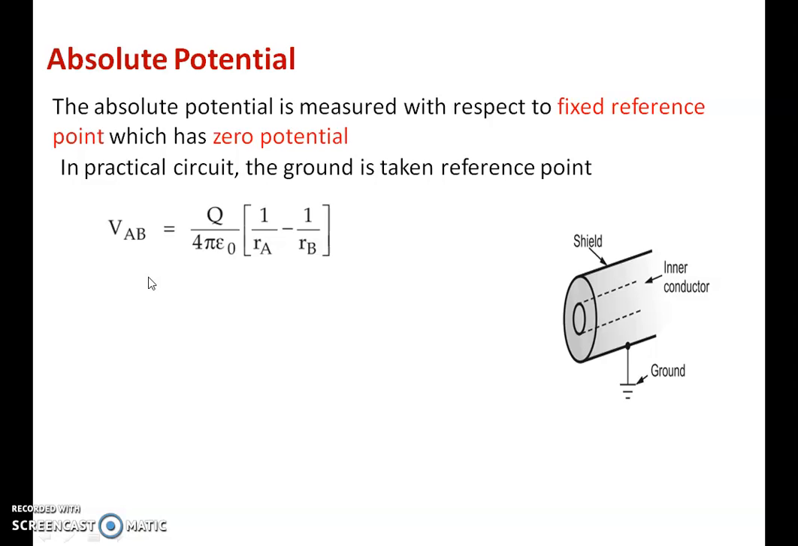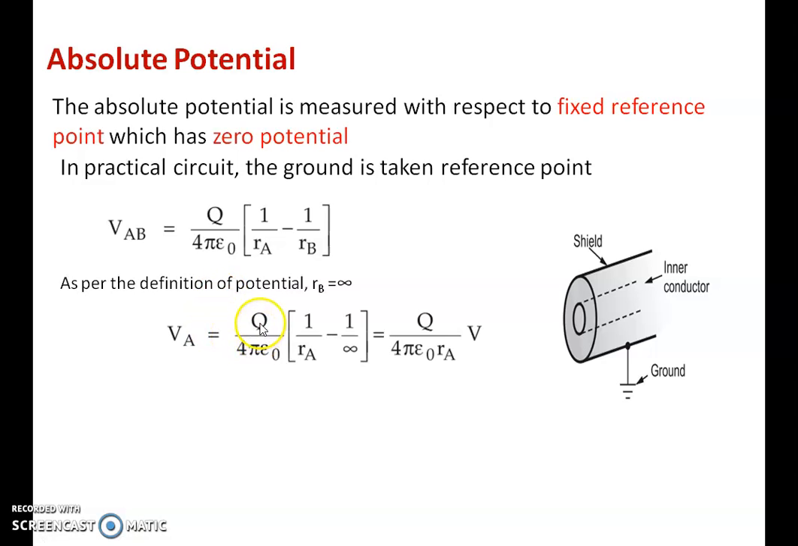So in the place of RB, I'll substitute RB equal to infinity, then the expression will be VA is equal to Q by 4 pi epsilon naught into 1 by RA minus 1 by infinity. To find potential, I have to move a charge from infinite distance to that particular point A. Then the work done to move that charge is called the potential at point A.